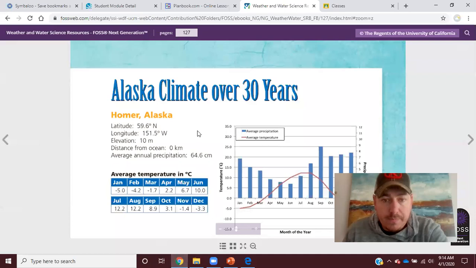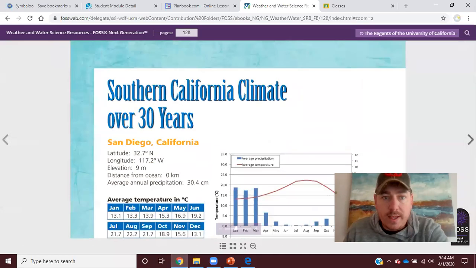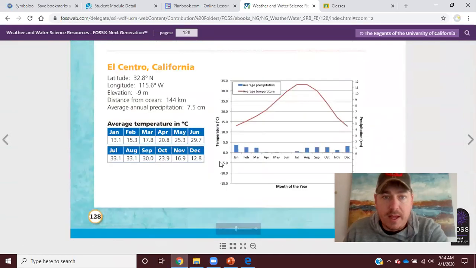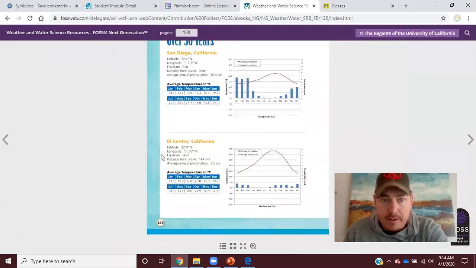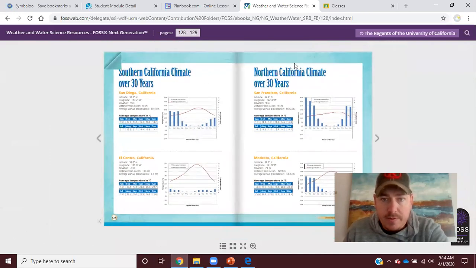And so 127 is the Alaska climate. 128 is Southern California climate. Let me go ahead and back out of here. And you have Northern California here. So very easy, just fill in that chart, and I will have more information for you tomorrow.